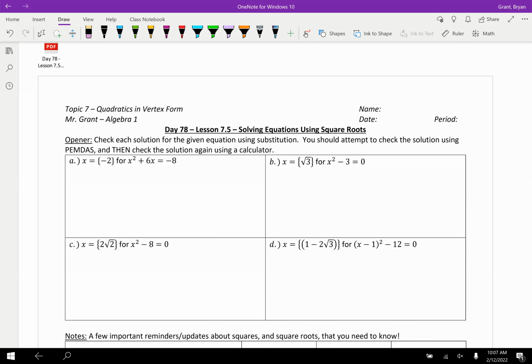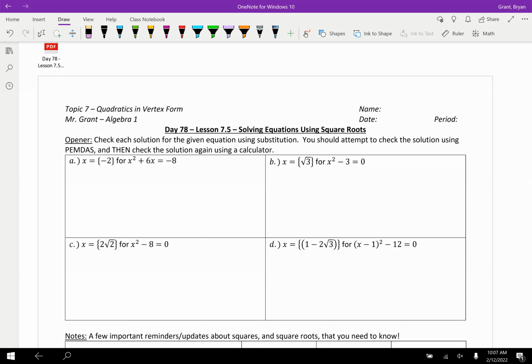Hello, Algebra 1 students. I hope you are excited to get back to Topic 7, Quadratics in Vertex Form. Our goal for today is to actually solve equations. It says using square roots. So before we get started, we should probably recap what we've done so far.